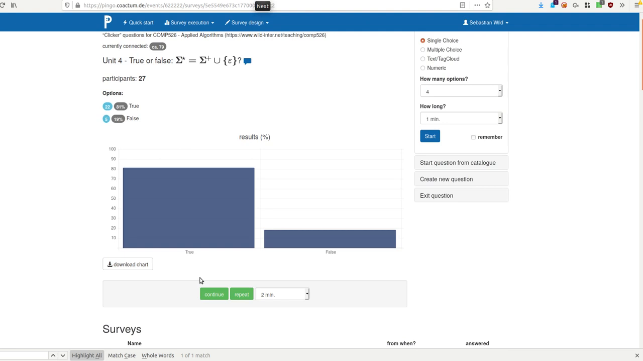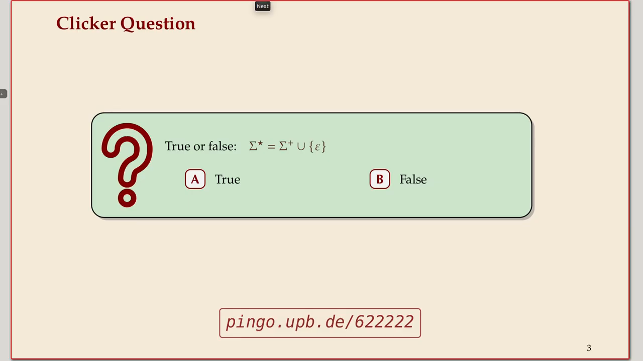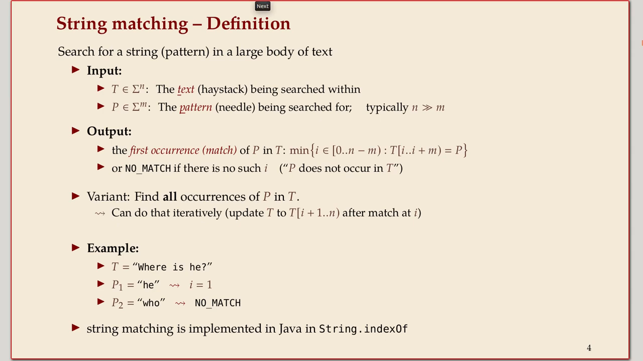Okay, most of you got this right. That's exactly as I said. The sigma star is all the finite strings, including the empty one. Sigma plus is the same, just without the empty one. So if we added, these two are the same. Goodie. That was definitions on strings.